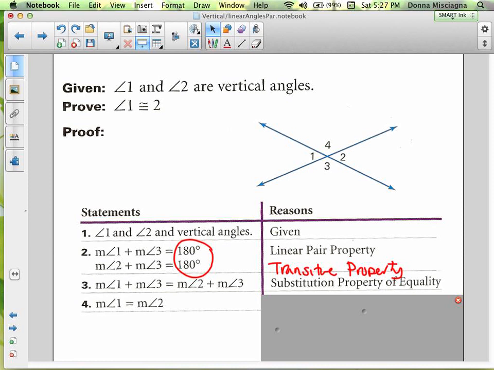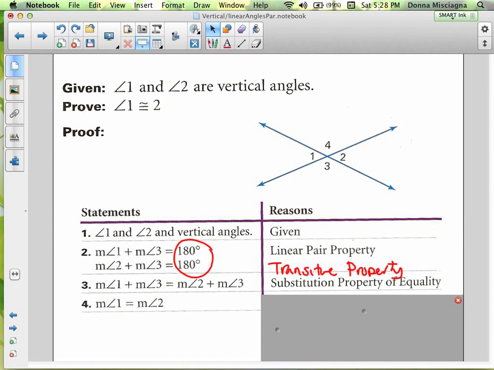There will be cases where you can't use the transitive property, where you're literally just substituting one thing for another. Like when you're evaluating an equation and they tell you let x be 3. Right? That's not transitive, that's substitution. In this case, I can say they're both equal to 180, or I could say since angle 2 plus angle 3 is equal to 180, I can replace 180 with it. Both of them work in this case.